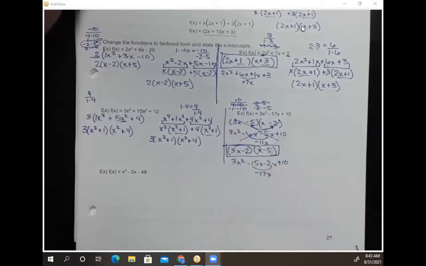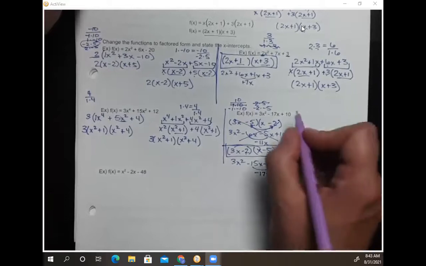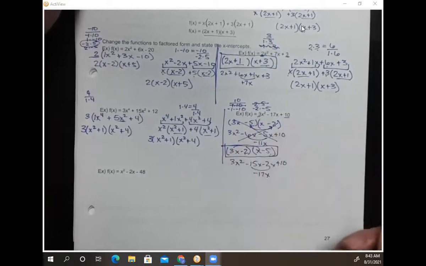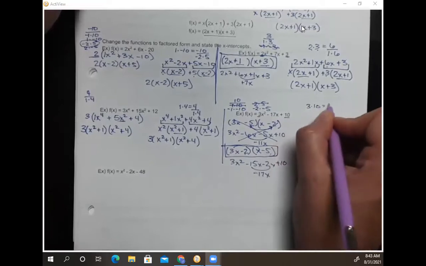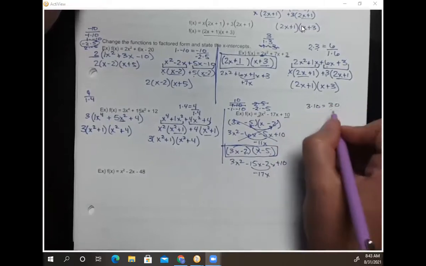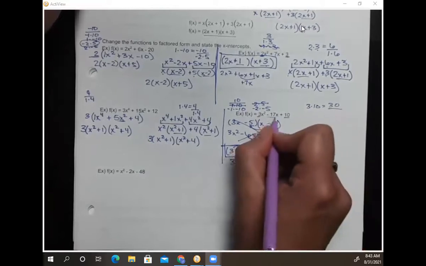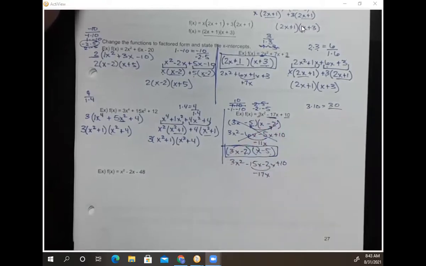Let's try the same problem with the AC method now. For the AC method, I'm going to take A and C and multiply them together. So that would be 3 times 10. That gives me 30. And now I want factors of 30 that add to -17.